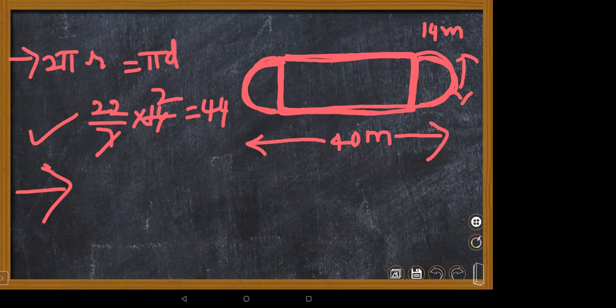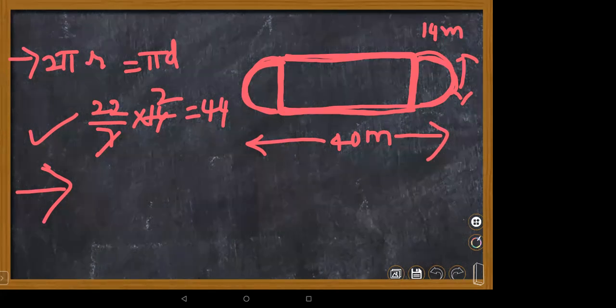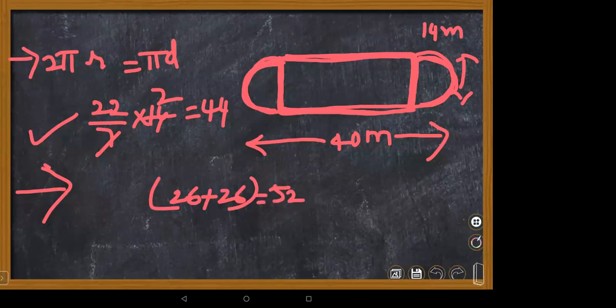96 is given, children. They gave 96 here. How I got 96, I didn't understand. That's why the outer perimeter of the rectangular part they are giving as 26 plus 26. It is written as 52 meters. So I think they are subtracting 14 from 40, so you are getting 26, right?